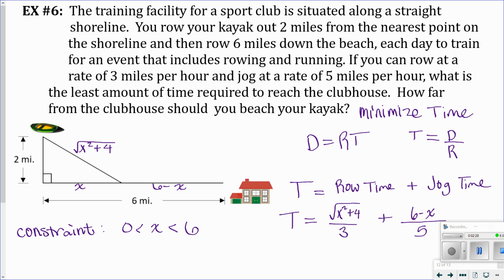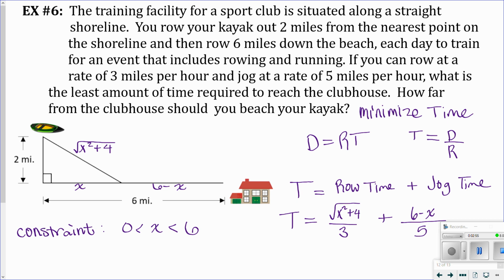So then we have to figure out, well, how long will it take us to row and how long will it take us to jog? And we calculate that by taking the distance rowing divided by the rate rowing and the distance jogging divided by the rate jogging. So in the diagram, I made x the distance along that lower part of the triangle, and if that whole distance is 6 miles, then the other part would be 6 minus x.